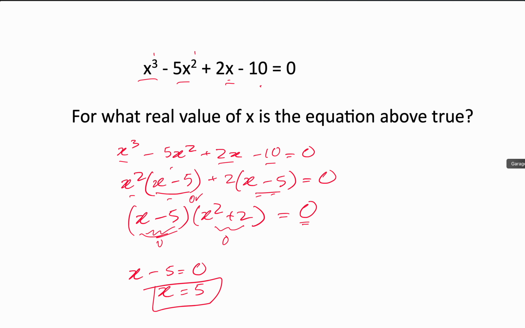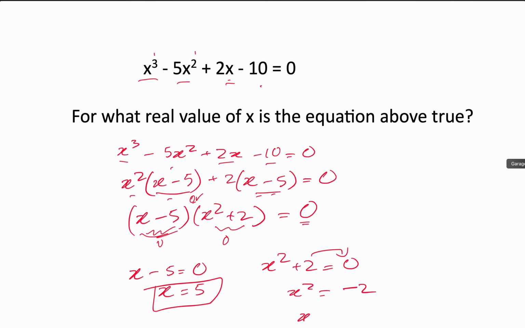So this guy, we solved it. We say x equals 5. If x equals 5, the whole thing is 0. So that works. Now the thing here is or, so let's look at this guy. We have x squared plus 2 equals 0. You bring the 2 over, so x squared equals negative 2, right?